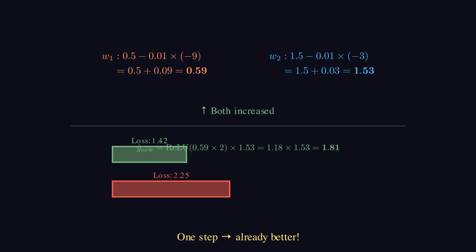Let's verify. New prediction is ReLU of 0.59 times 2 times 1.53 equals 1.18 times 1.53 equals 1.81. The old prediction was 1.5. We moved closer to the target of 3. The loss went from 2.25 to 1.42. One step of backpropagation, and we're already better.